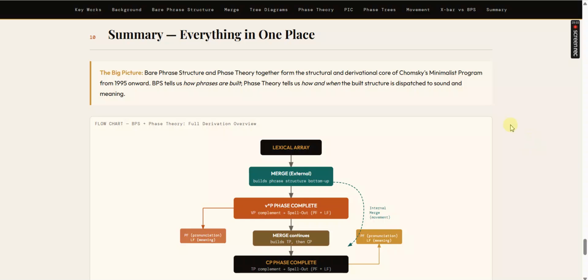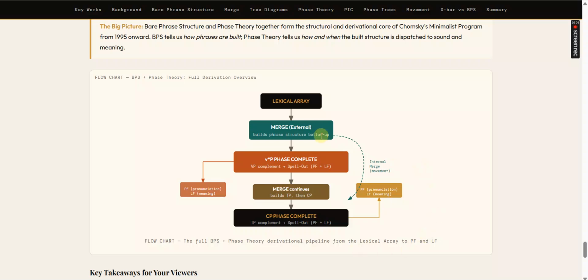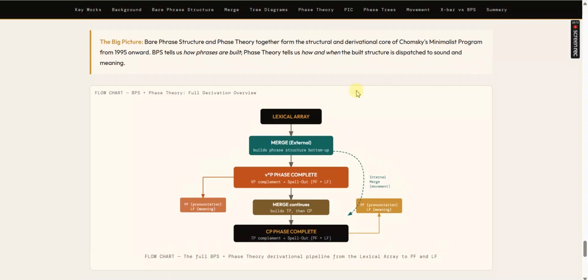Summary. Well, the bare phrase structure, that is BPS, and phase theory, they form the structural and derivational core of Chomsky's minimalist program from 1995 onward. BPS tells us how phrases are built, and phase theory tells us how and when the built structure is dispatched to sound and meaning. It is shown here with the help of a flowchart.